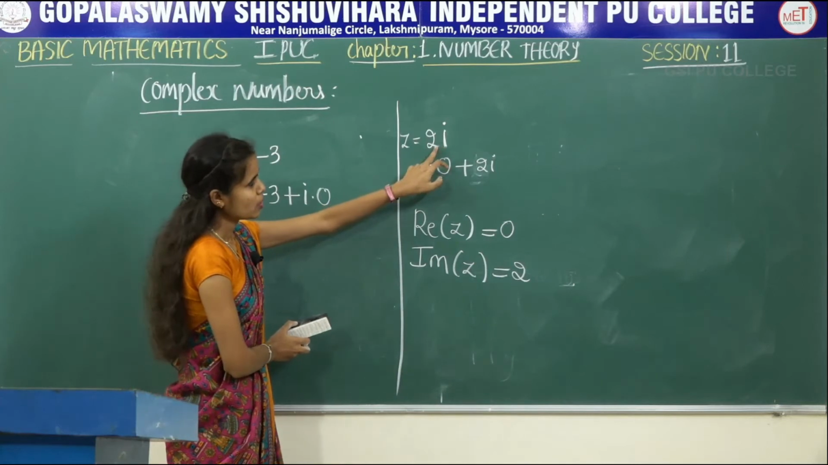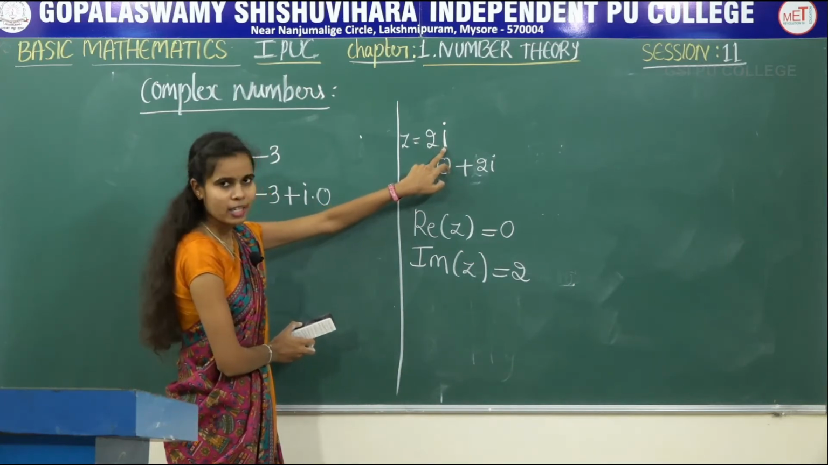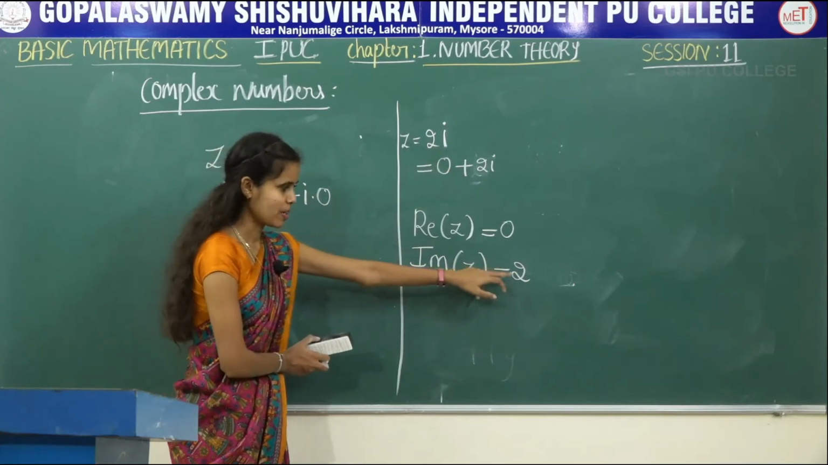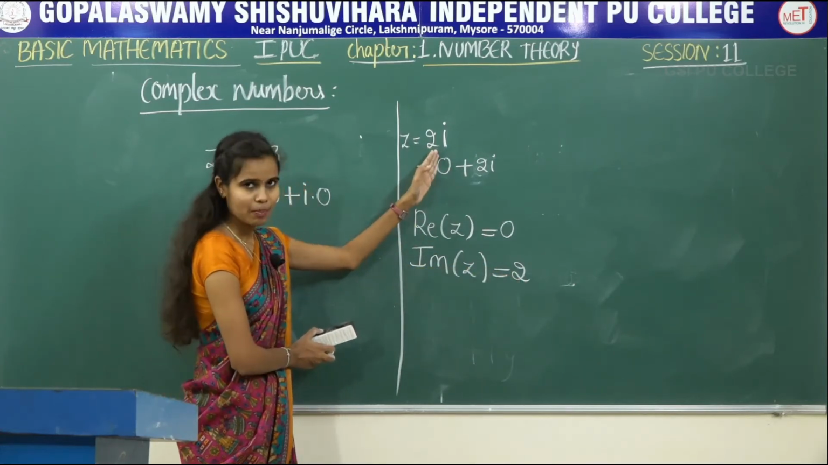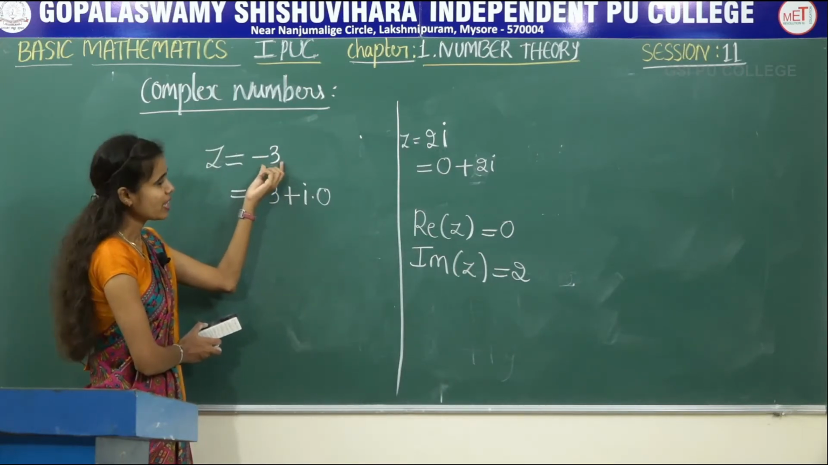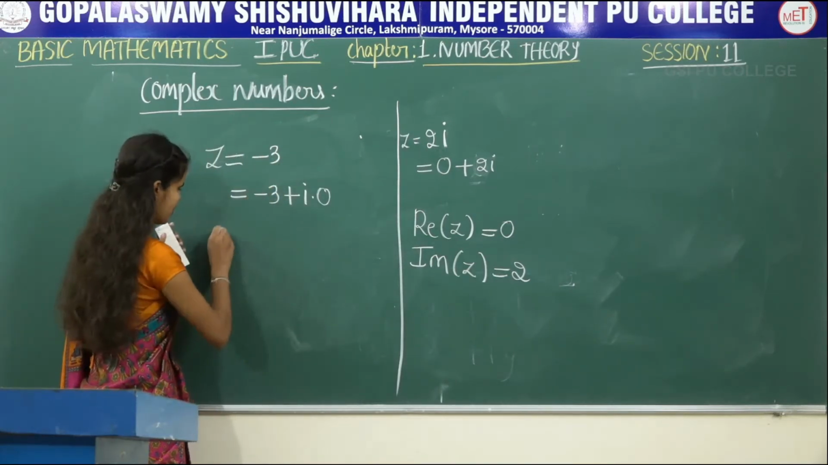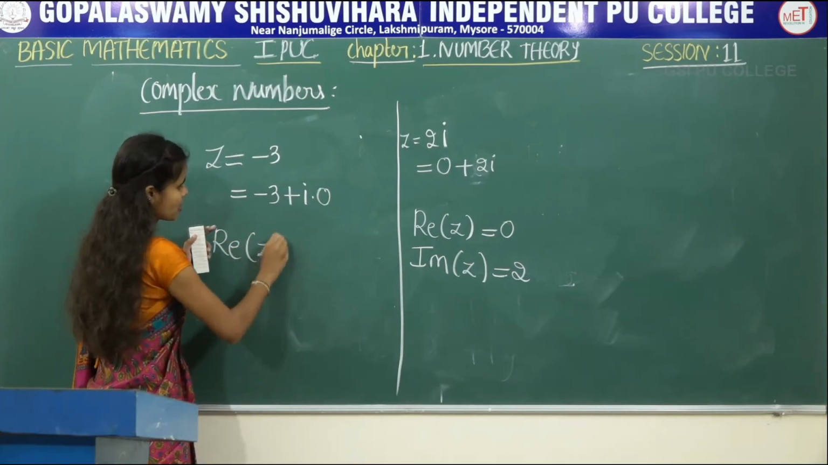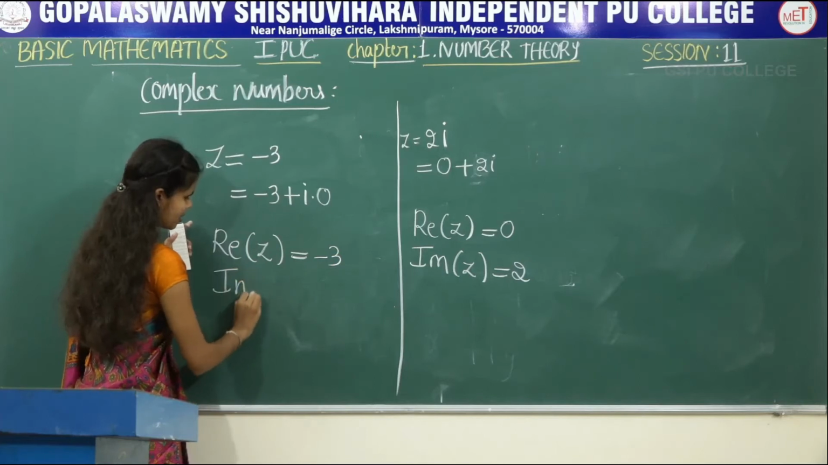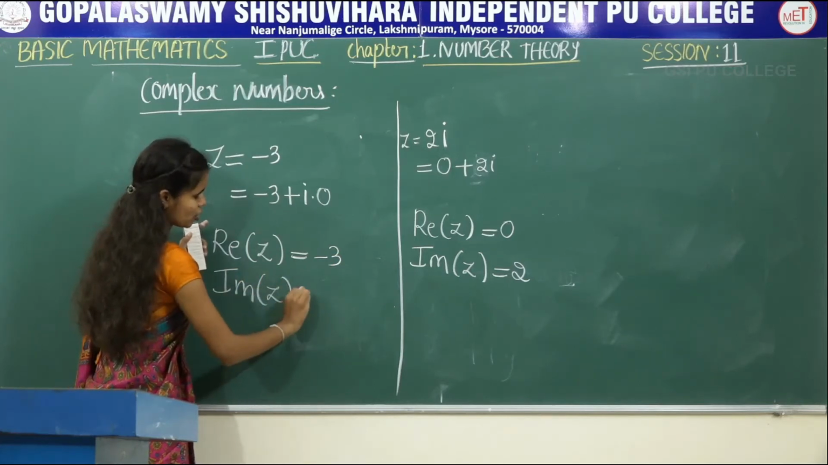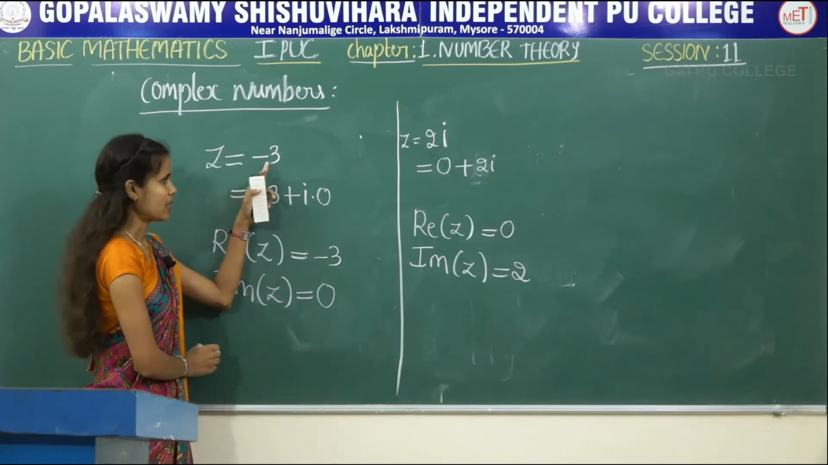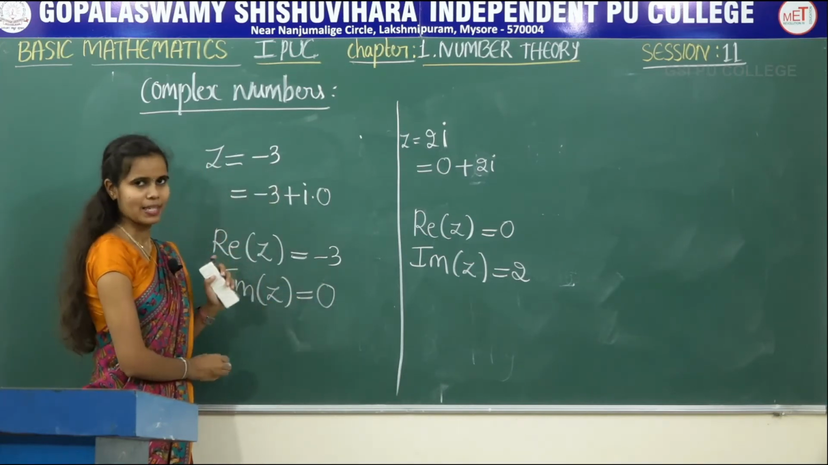Here 2i, i is there, therefore 2 is called the imaginary part. The imaginary part is 2, here the real part is 0, so it is purely imaginary. Therefore, for -3, the real part of z is -3, and the imaginary part of the complex number is 0. It is a purely real number.